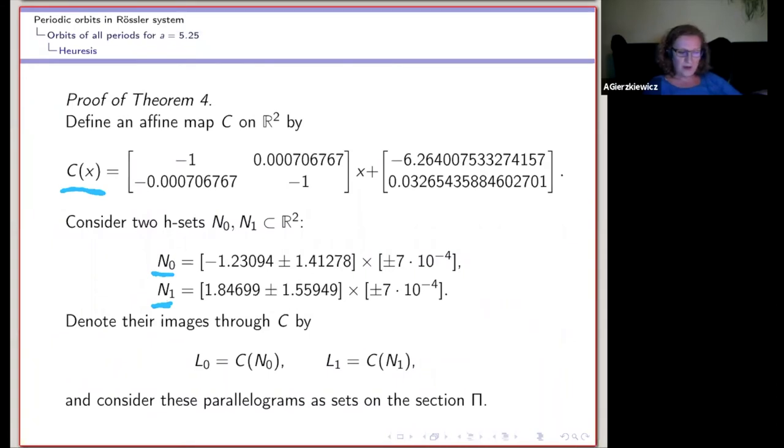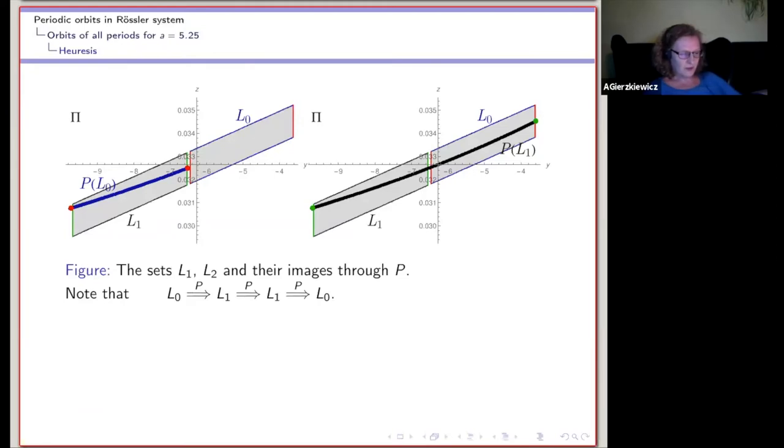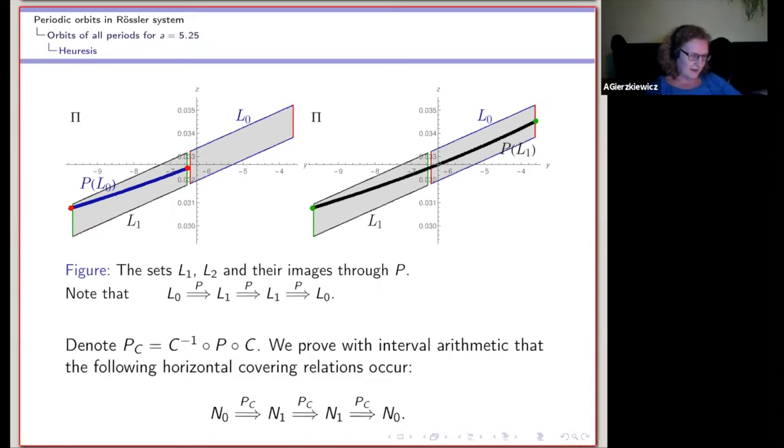And in fact, we are proving the horizontal covering relations between N0 and N1 instead of L0 and L1. If we plot some numerical images of L0 and L1, they give us some chance. But as you can see, the margin is not very big here, but it is there. So with computer assistance, we prove indeed that N0 covers N1, which covers itself and then covers N0, through the map which I called PC, which is in fact our Poincaré map, but in the straight coordinate system.